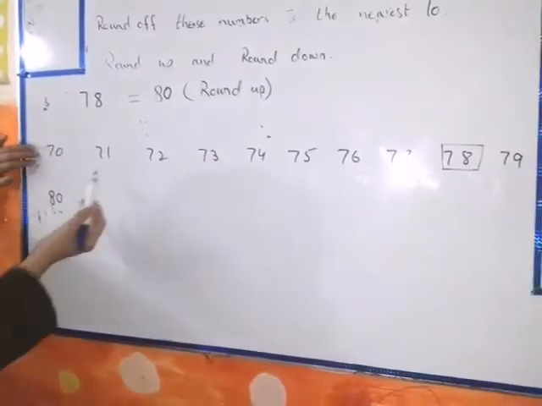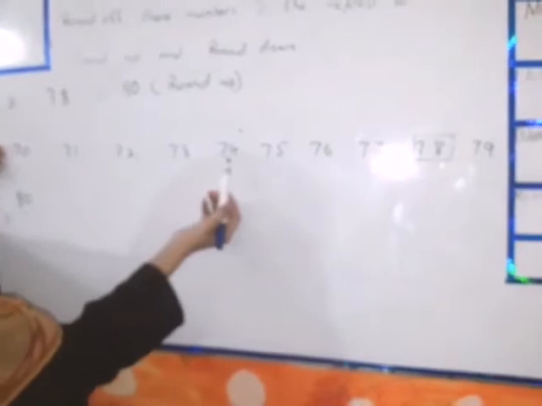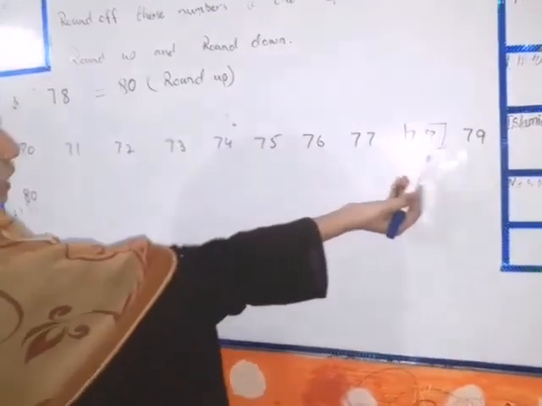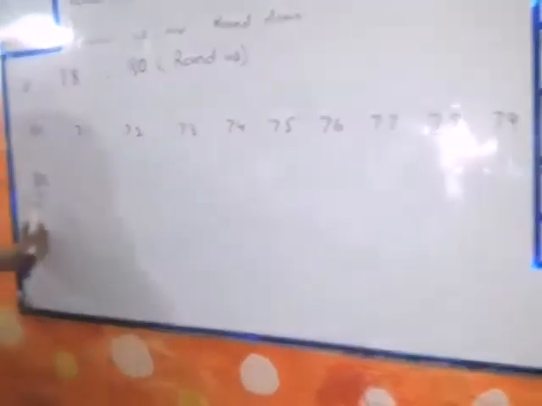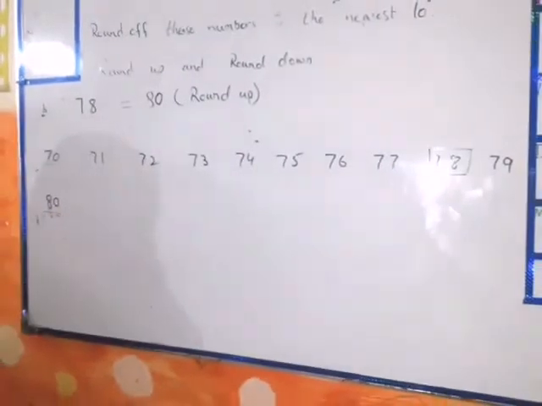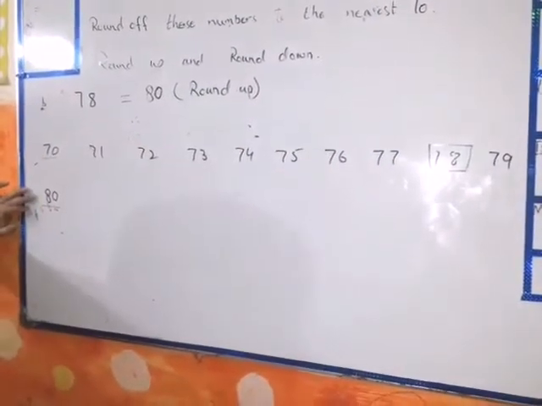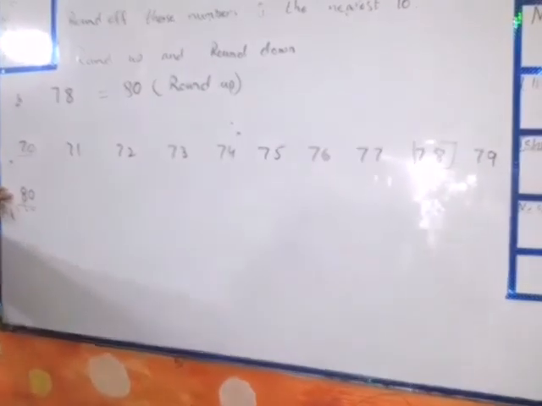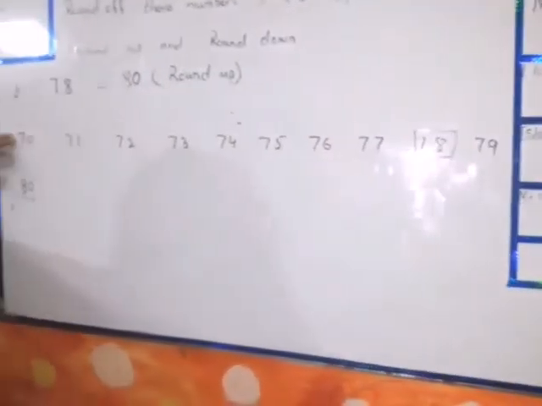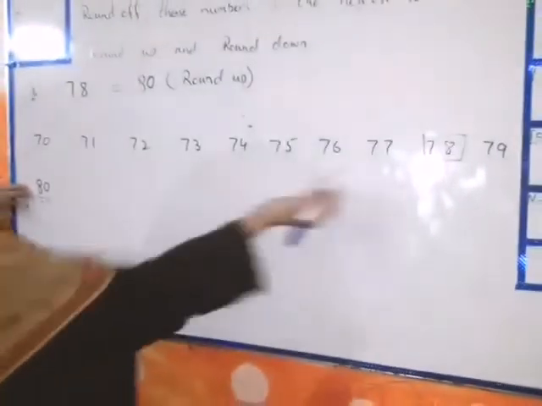We have written 70, 71, 72, 73, 74, 75, 76, 77, 78 and 79 and then 80. There are two values of tens, 70 and 80. Now we have to find out whether 78 is nearer to 70 or 80. So you can see that 78 is near to 80.